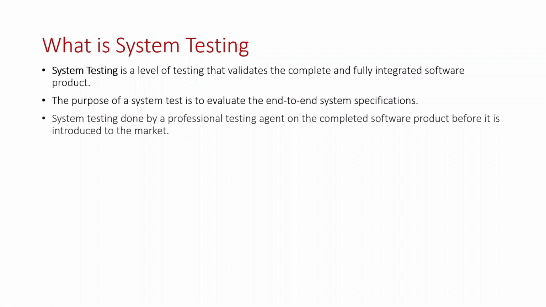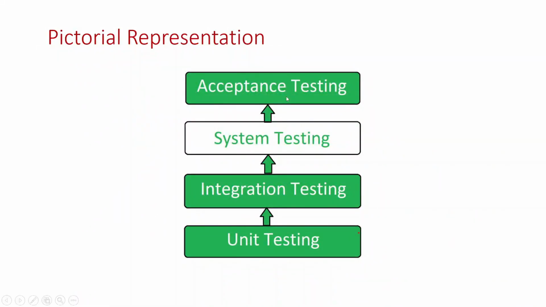Let's understand this with an example. So here you can see in this slide, first unit testing will be done, then integration testing will be done. After integration testing, we will go for system testing. After system testing, we go for acceptance testing. This one I will explain in my later videos.